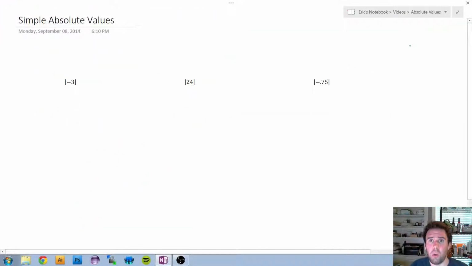In just a moment, we're going to go through some simple, some basic, and some moderate absolute value problems. So when you look at ones like this, it's in our simple category. It's really just testing, do you understand the definition of absolute value? Right here, the absolute value of -3. How far is -3 from 0? Well, it's 3 units away. What about 24? How far away is 24 from 0? It's 24. Even if you have decimals, you're still asking the same question. Absolute value of -0.75, how far away is that from 0?